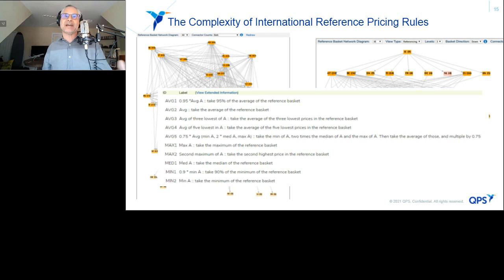Those rules also have rules about the timing before a pricing metric comes to fruition. After a pricing event takes place, it may be 3 months, 6 months, or maybe 12 months before that rule is invoked. So we start to paint a picture of the complexity that unfolds with international reference pricing.